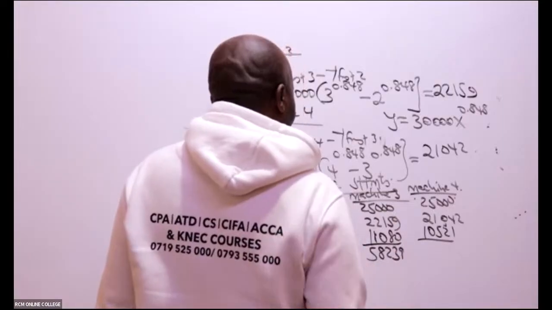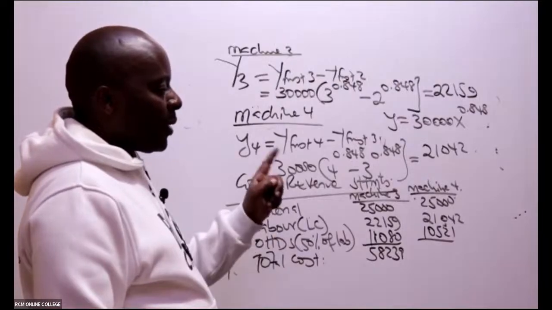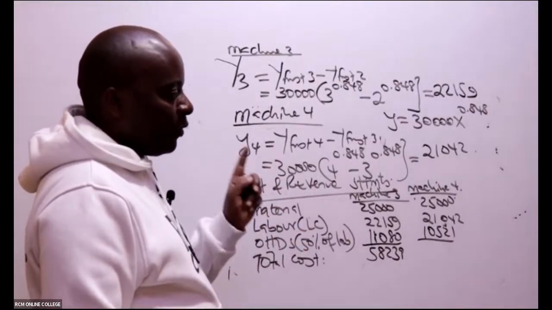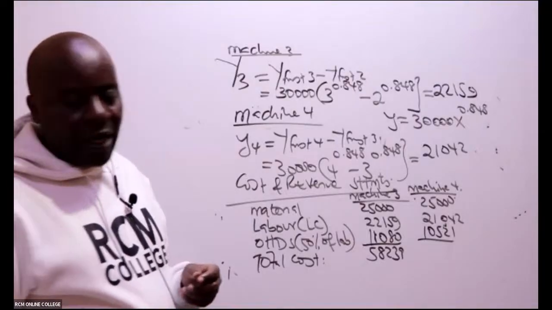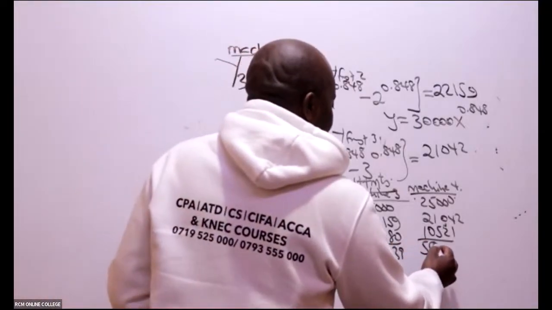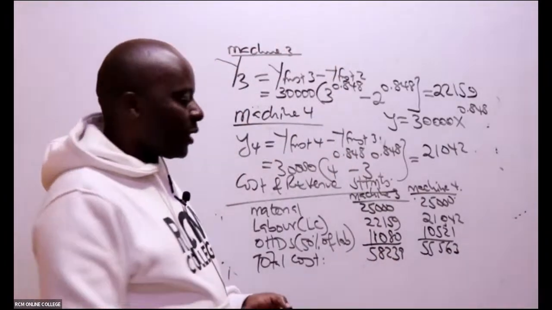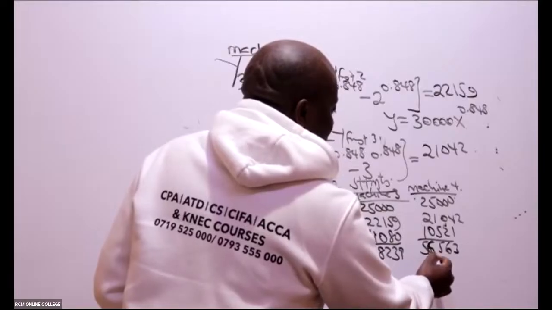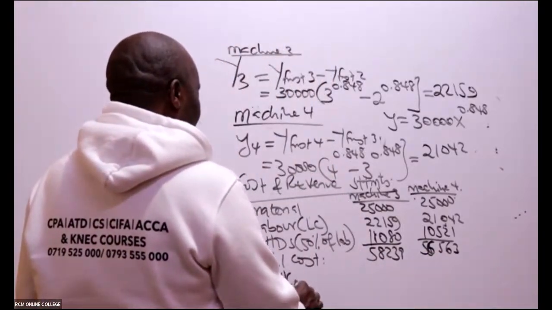58,239. And then total cost for machine 4, it will be that plus that plus that. Machine 4. 56,563. Is it 55 or 56? 56. Yeah, 563.